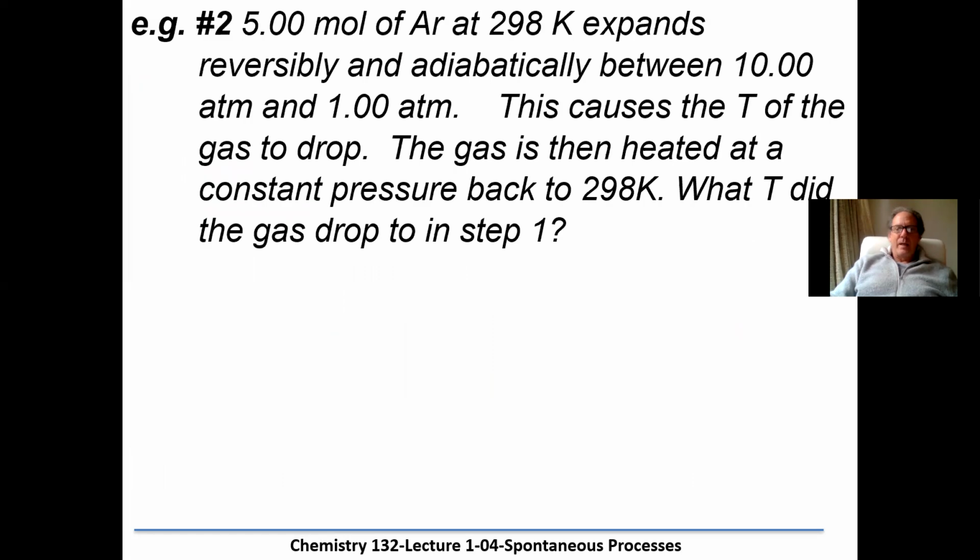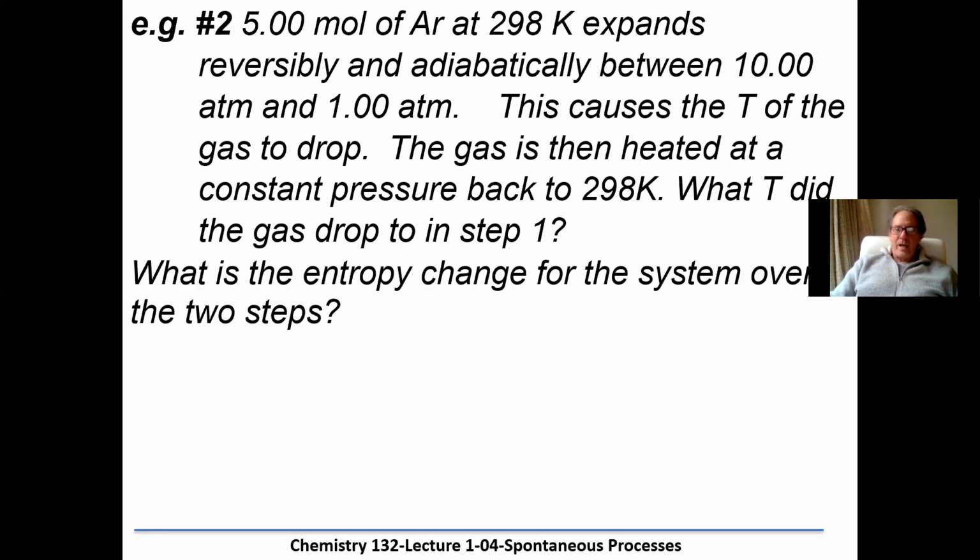Second question in your course pack. 5 moles of argon at 298 Kelvin expands reversibly and adiabatically. So this one's adiabatic. It's not isothermal. Key buzzword, between 10 atmospheres and 1 atmosphere. This causes the temperature of the gas to drop. Then a second thing happens. The gas is then heated at a constant pressure back to 298 Kelvin. What temperature did the gas drop to in step 1? Take a look. So the entropy change for the system over the 2 steps also is going to be calculated.